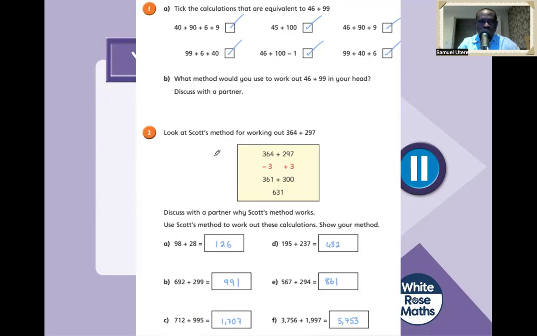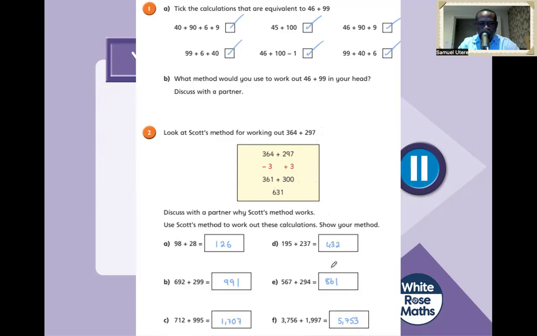And then here you're asked to look at Scott's method for working out 364 plus 297, and look at what he did. Okay, he subtracted 3, and then that became 361. He subtracted 3 and added 3. So that became 300, and then that's 361, and that becomes 631. So there are different mental strategies, and then you're asked to discuss with your partner why Scott's method works.